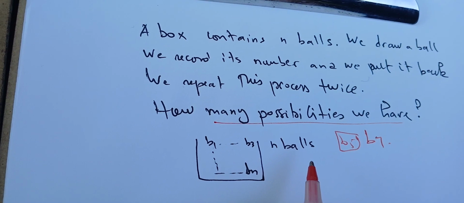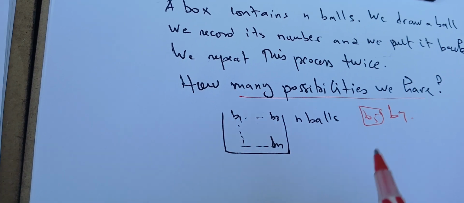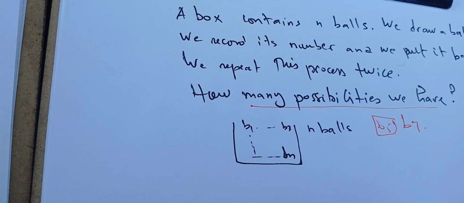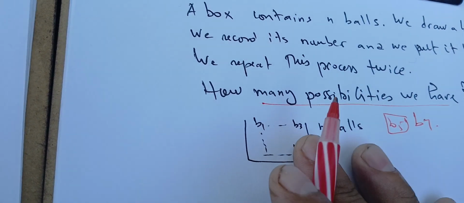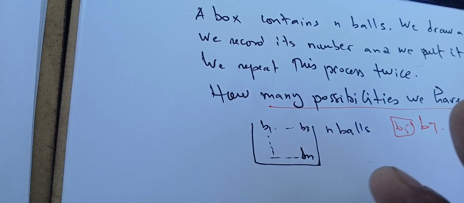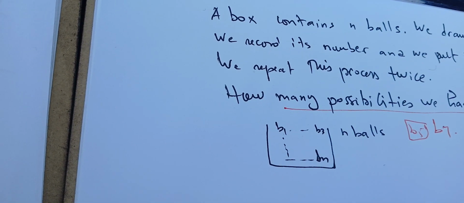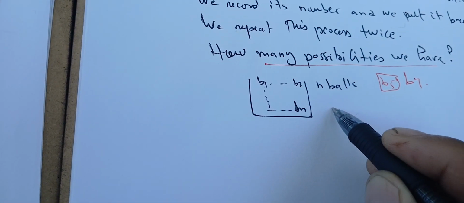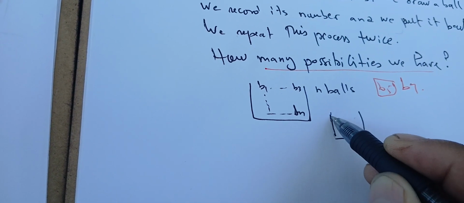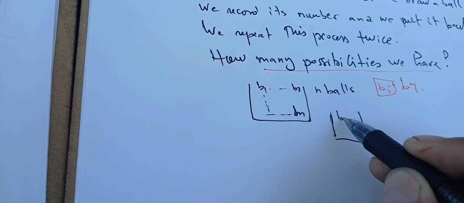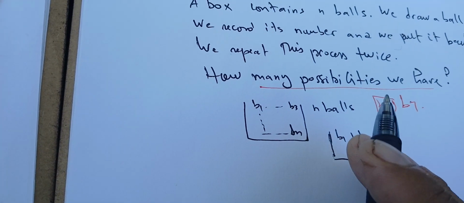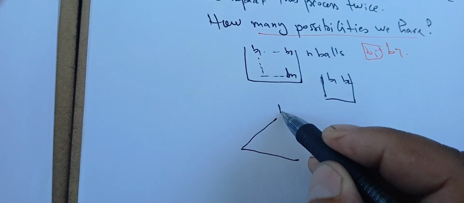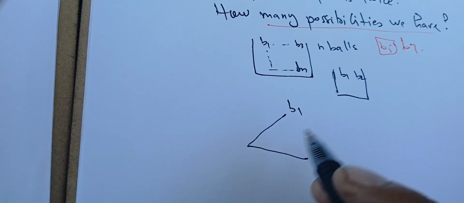Okay, so this is a counting problem where we have to use some counting techniques. But for this problem, since it's simple, we can just use our logic to solve it. So let's start with a simple example. Let's assume that we have just a box that contains two balls, B1 and B2. Okay, so we start our process. We can draw either ball 1 or ball 2.